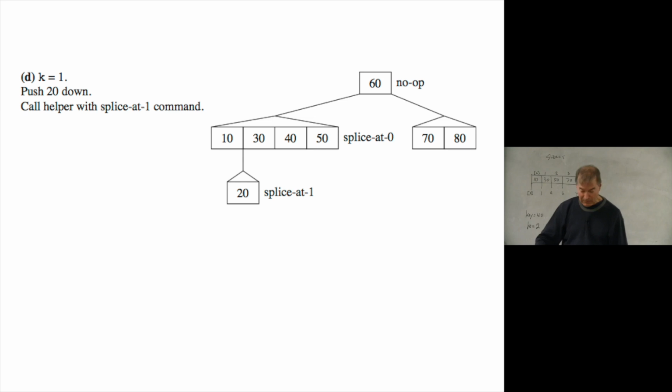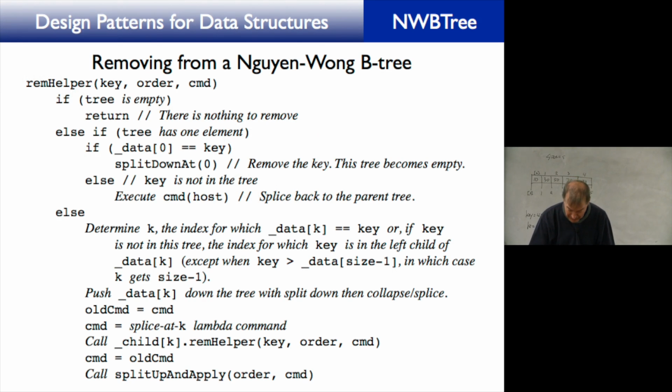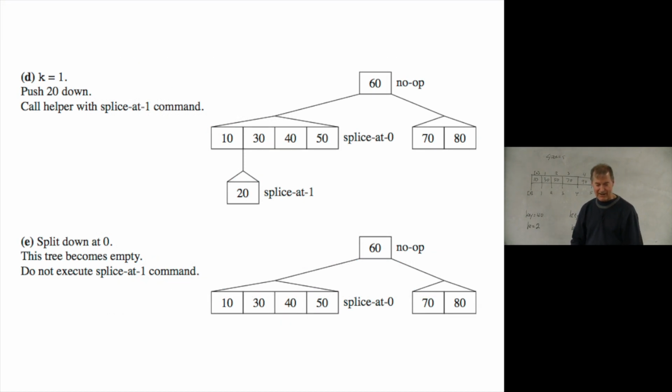Now we go back and we do the remove helper with key, order, command. If the tree is empty: is this tree empty? No. Else, if the tree has one element: does it have one element? Yes. If data sub 0 equals key: does data 0 equal key? Yes. So what do we do? Boom. Split down at 0. The tree becomes empty. We do not execute the splice at 1 command.